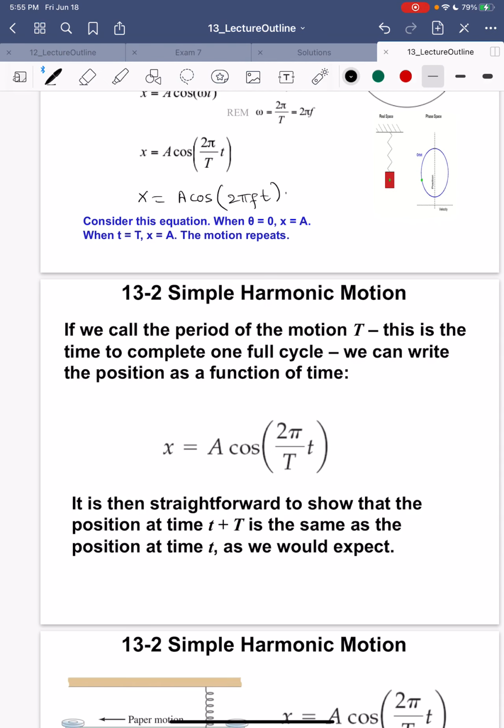If we call the period of the motion T, this is the time to complete one full cycle, and here this is how we can find the displacement at any time. This thing here should be in radians. If you do that in degrees, this is going to give you a wrong number.